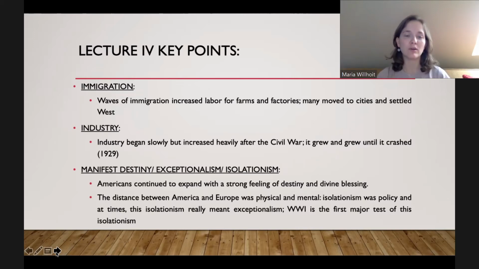A lot of Jewish immigrants came to America, in part because, as we know, the Russian Empire wasn't very friendly to Jews. Later on, neither was the Soviet Empire, even though there were a lot of Jews in the intelligentsia. So we have a lot of immigration, and this increases movement to cities. It also increases labor for farms and factories. We have a big growth in our population and a big growth in industry. Even though our industry is slow at first, starting in the early 1800s, it completely changes after the Civil War.